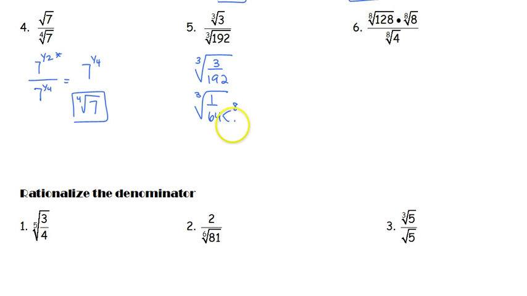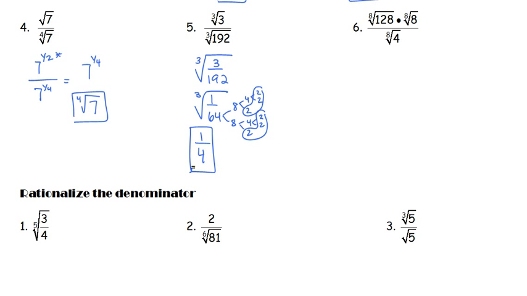64 I know is 8 and 8, 4 and 2, 2 and 2, 2 and 2. Since we have the cube root, we need groups of 3. There's a group of 3. There's a group of 3. We can bring 2 groups of 2 to the outside. That becomes 1 over 2 times 2, 1/4 on the outside.